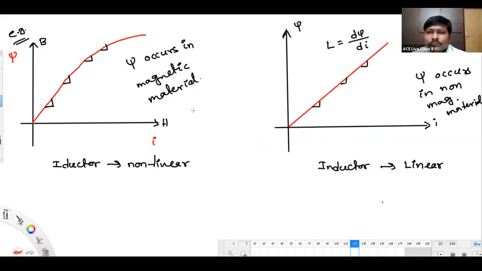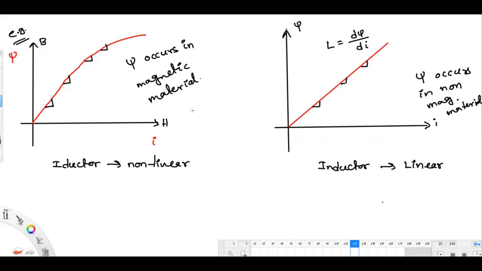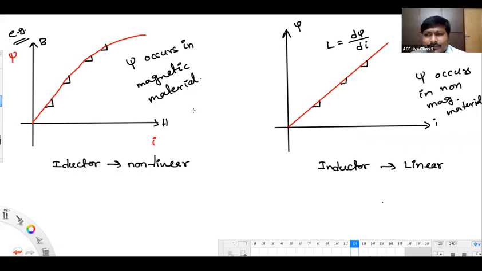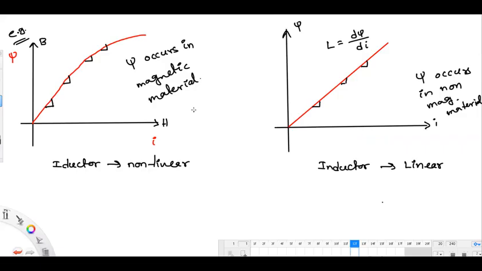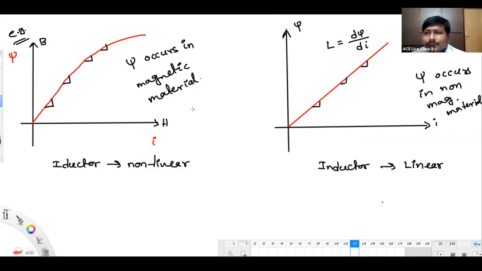So in the case of ACSR, will it be non-magnetic because you have galvanized steel inside? Very little non-linearity you will have, because the current going through it is very low. Yes, you can neglect it.